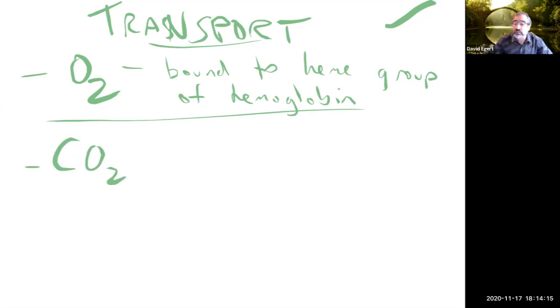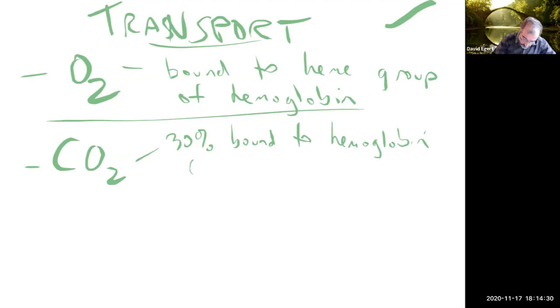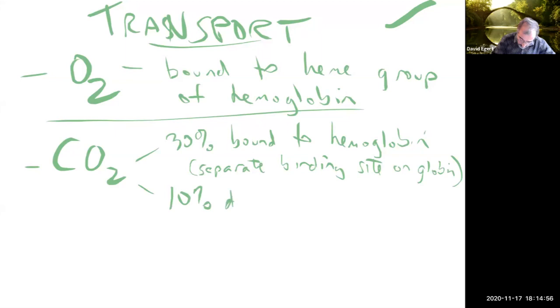Some CO2 is actually bound to hemoglobin. So maybe 30% bound to hemoglobin. It's a separate binding site, so it's not binding to the heme group. It's got a separate place to get picked up. Maybe 10% is just dissolved in the plasma.